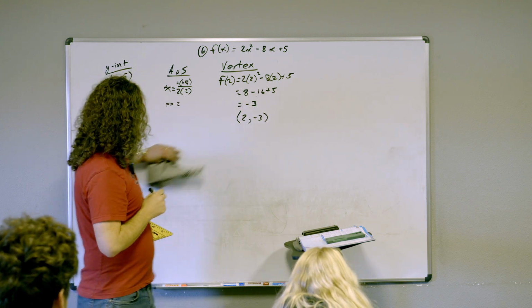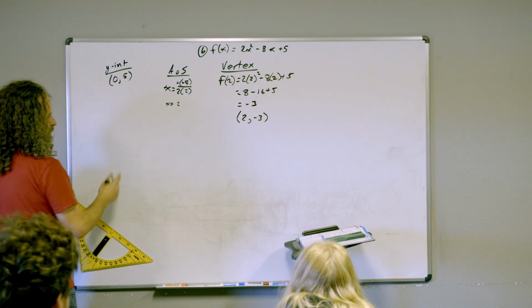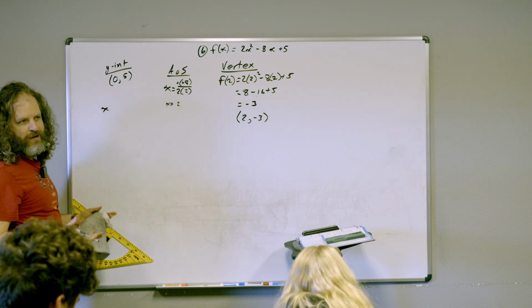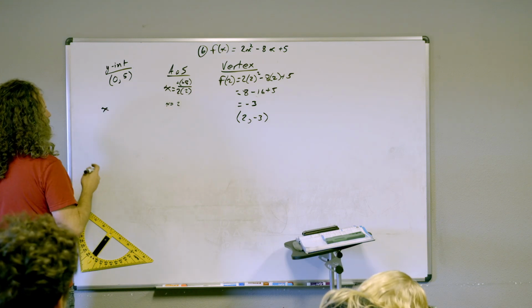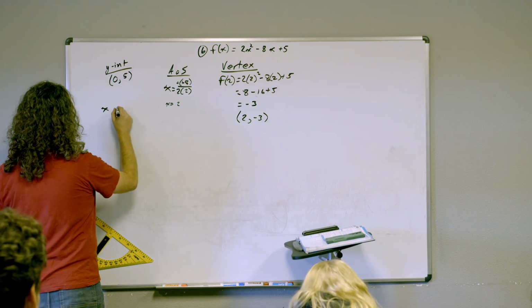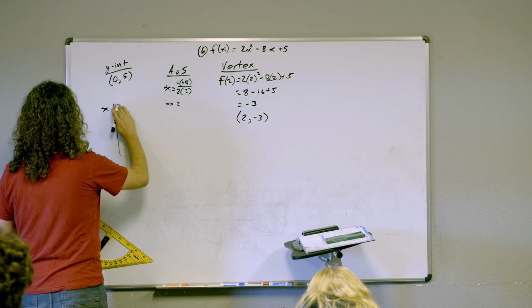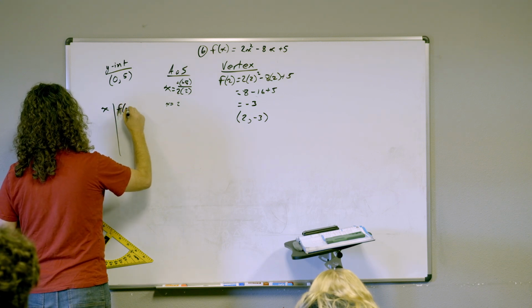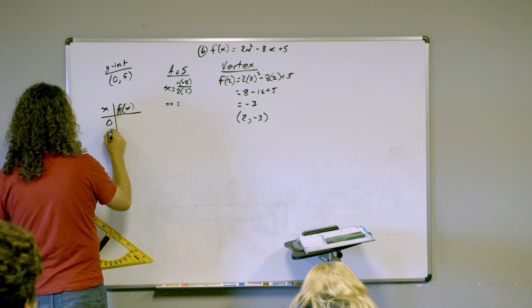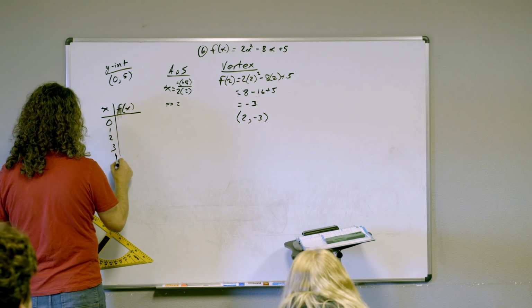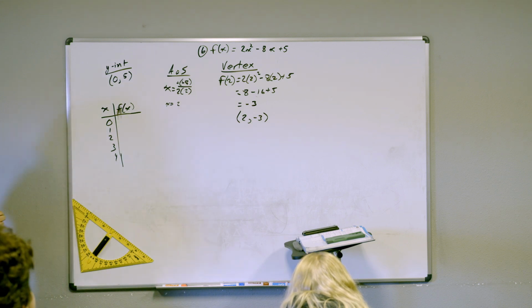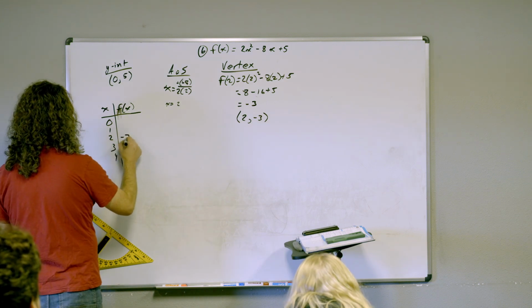Okay. So this did move over. So when we're going to build our table, it doesn't make sense to use -2, -1, 0, 1, 2, because that's only half of the graph, right? That's not going to be helpful. So what should we use? 0, 1, 2, 3, 4. Sounds great. You want your vertex to be smack in the middle, right? That's our goal.